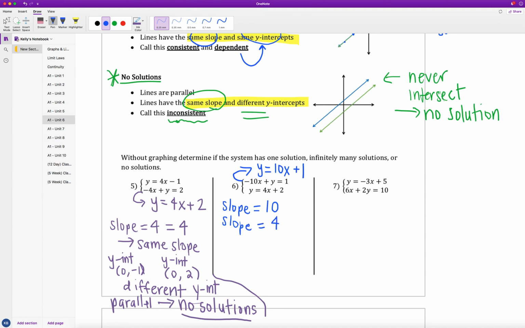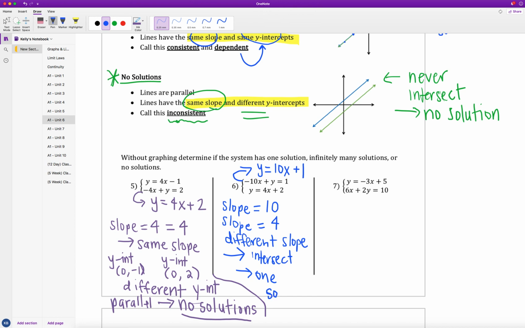So in this case, I have different slopes, since 10 and 4 are not equal to each other. So if I have different slopes, what does that automatically tell me then? Well, I have one solution, infinitely many, or no solutions. I will end up getting one solution, because I have different slopes, it means they will intersect, and that they can only intersect once then. So I end up with one solution.